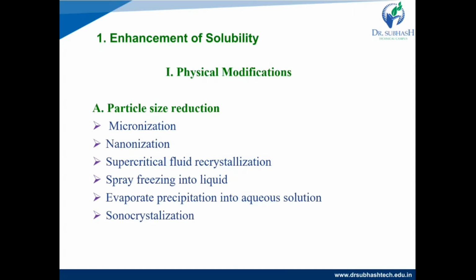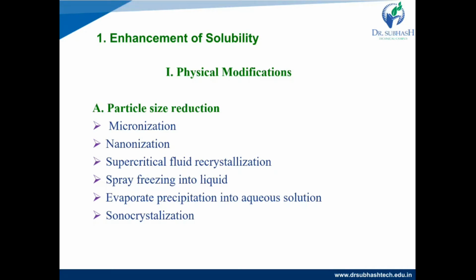The first one is micronization. Micronization is also called micro milling or milling techniques. In that we can see a direct relationship between the surface area of the drug and the dissolution rate. We reduce the particle size, which increases the effective surface area, and if we increase the surface area, it increases the dissolution rate or solubility of that drug. We can reduce particle size up to 1 to 10 micrometers. Micronization is done by milling techniques, for example fluid energy mill, jet mill.